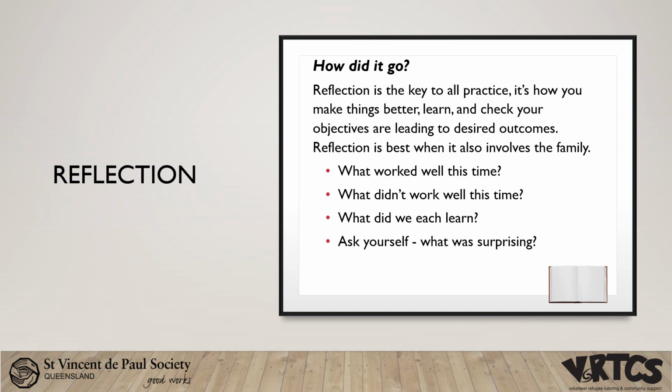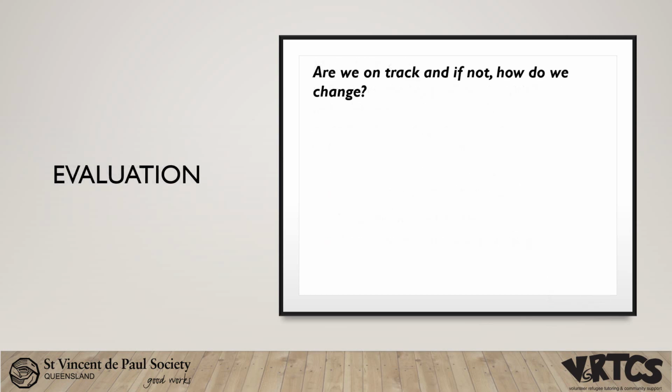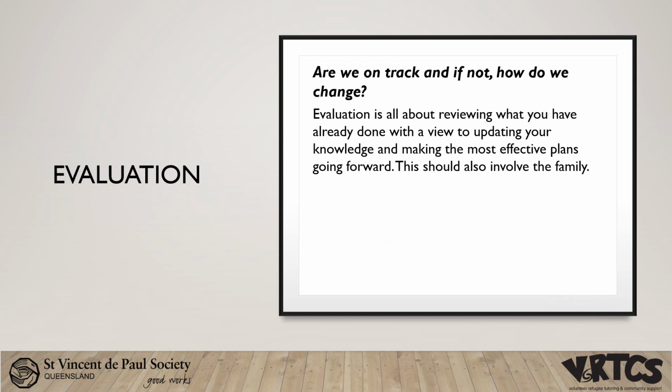Reflection is about coming to a common understanding of what is working well and what isn't, being honest about achievements, as well as being aware of difficulties. The last of the 5 steps is evaluation, which means to ask, are we on track? And if not, how do we change? Evaluation is all about reviewing what we've already done with a view to updating your knowledge and making even more effective plans going forward. Take out your workbook and answer the questions related to evaluation.